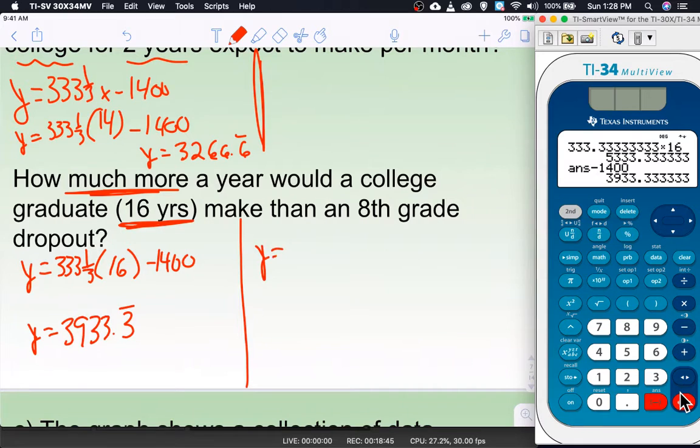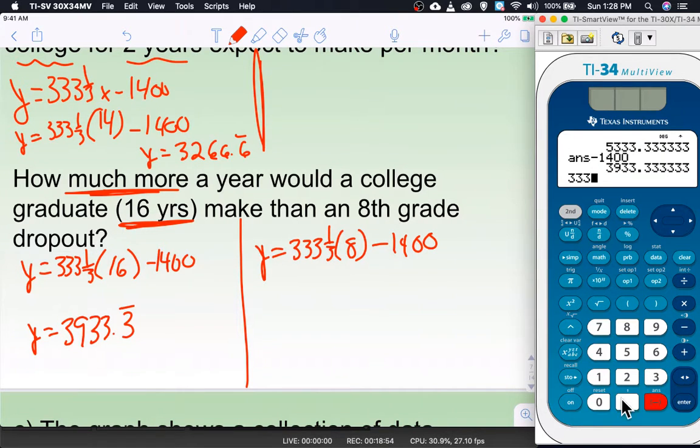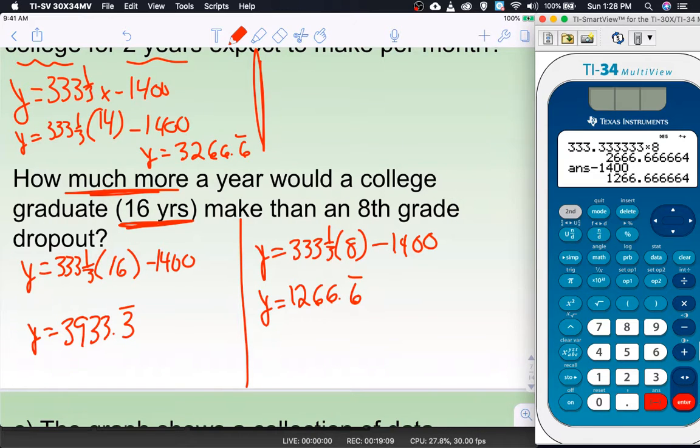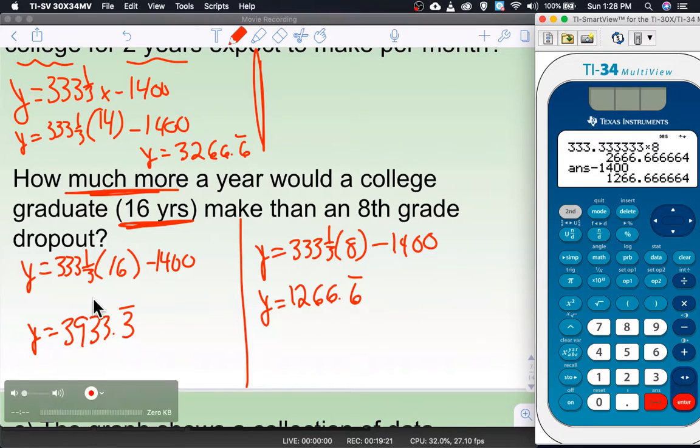8th grade dropout time, 333 and 1/3 times 8 years of education minus the 1400, and that gives us y equals 1266.6 repeated. Again, I'm assuming it's repeated, but this 4 here is because we didn't use the 1/3, we just used a bunch of 3s. This probably would keep going 66666 if we repeated. So that's how much money a college graduate makes. That's how much money an 8th grade dropout makes per month.